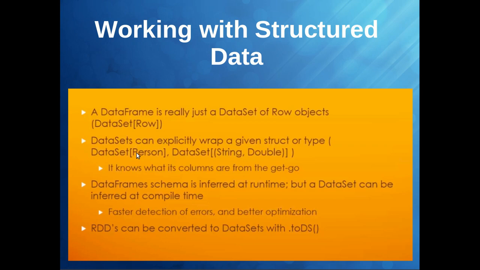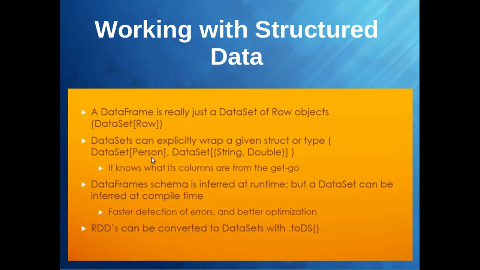Let's say I have a type of person. I have created a class for person, and I can wrap data of type person, or wrap data of type double. So this dataset is going to contain only strings and doubles. If you give anything other than this, it's going to report it at compile time. This dataset is of person objects.